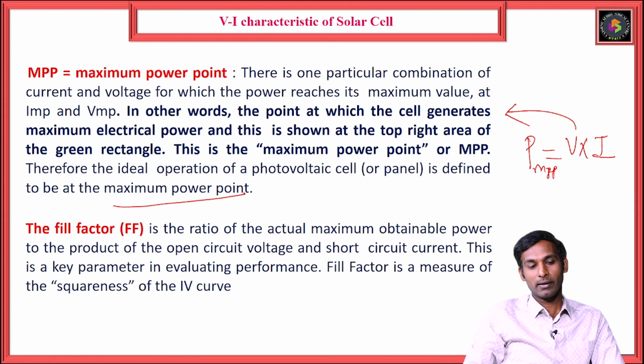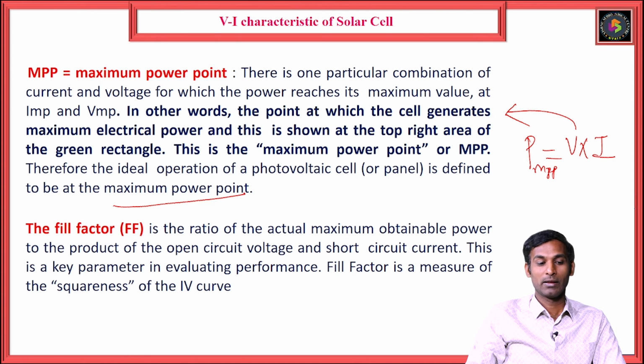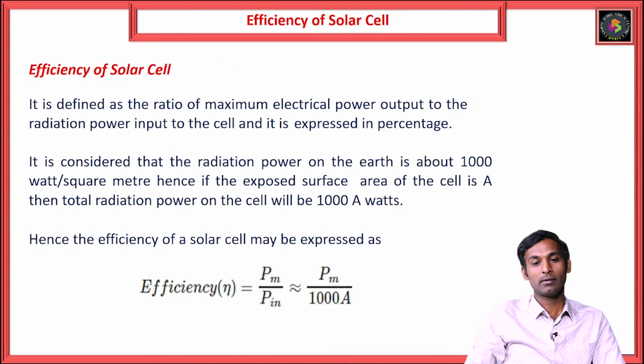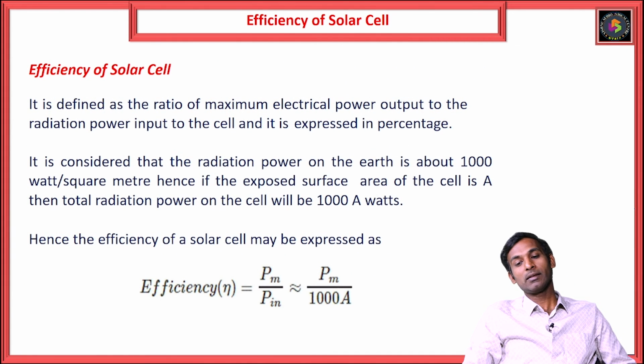Once the power is calculated, we have to calculate one more element, the fill factor. The fill factor is the ratio of the actual maximum obtainable power to the product of the open circuit voltage and short circuit current. This is the key parameter in evaluating the performance. Fill factor is a measure of the squareness of the IV curve. You can see here.